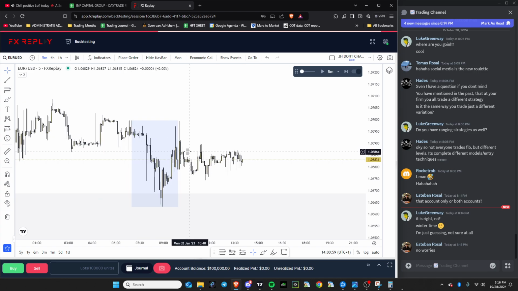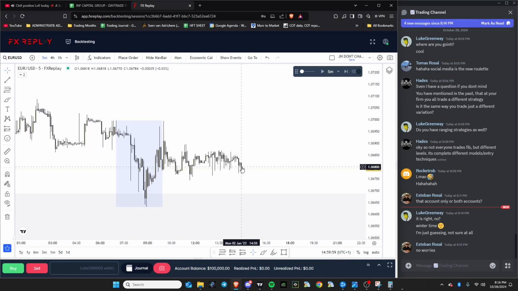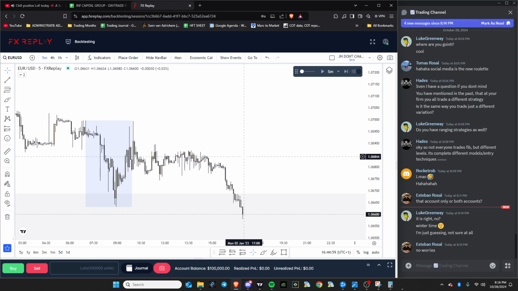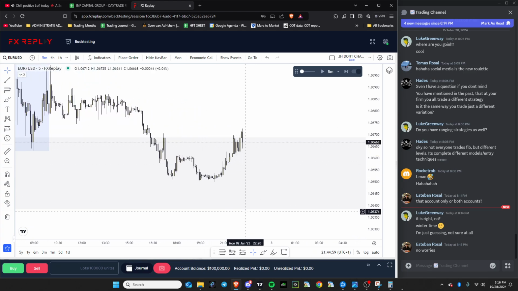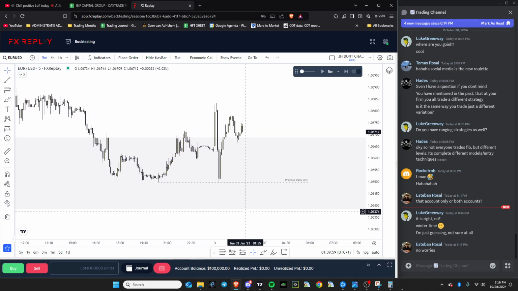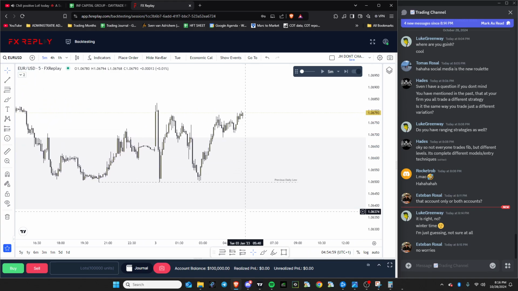Why does it skip past the session? That doesn't make any sense. It completely skipped past our session. We're just going to go and skip it on a 5 minute. All this technology nowadays is only making it more difficult.